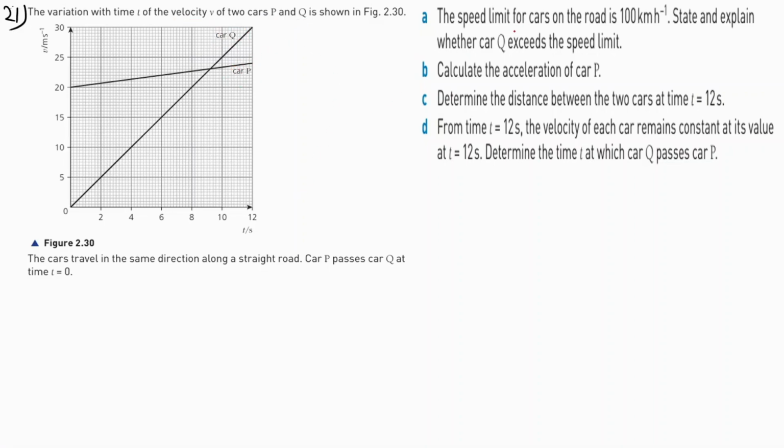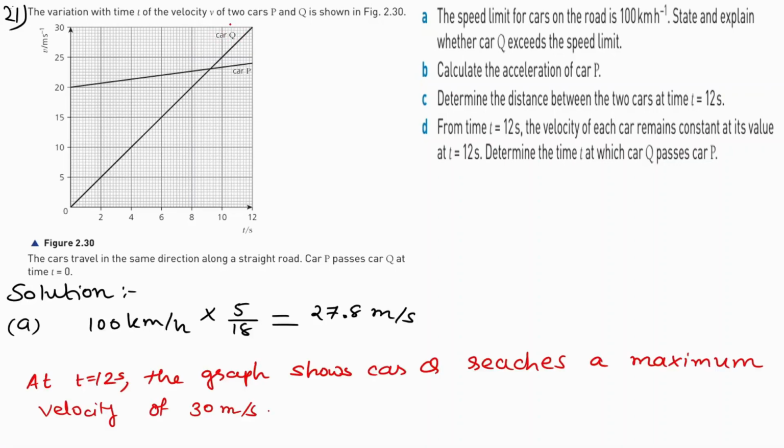Question A: the speed limit for cars on the road is 100 km per hour. State and explain whether car Q exceeds the speed limit. So you have to check whether car Q is exceeding the speed limit or not. For that, we have to calculate the speed of the car.